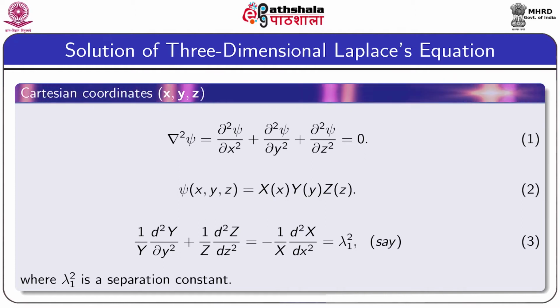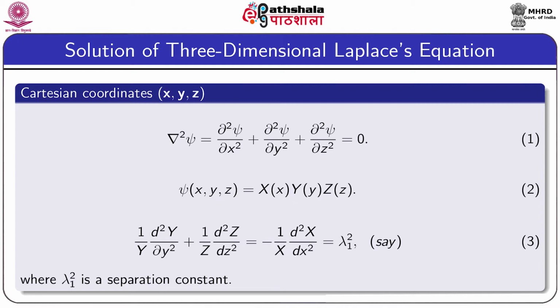Now, the Laplace equation in Cartesian coordinates can be written as grad squared psi, which equals del squared psi by del x squared plus del squared psi by del y squared plus del squared psi by del z squared equals 0. In the method of separation of variables, we assume the solution psi as a product of three functions capital X, capital Y, capital Z, where X, Y, Z are functions of small x, small y and small z respectively.